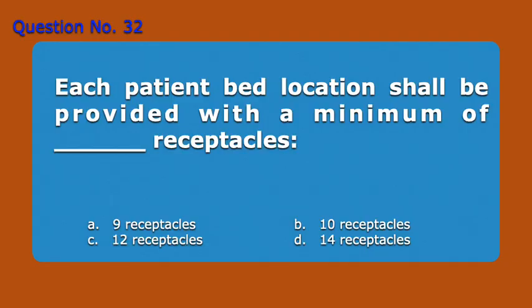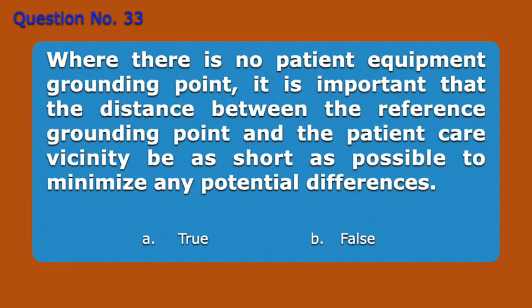Question number 32. Each patient bed location shall be provided with a minimum of blank receptacles. A. 9 receptacles. B. 10 receptacles. C. 12 receptacles. D. 14 receptacles. Answer: D. 14 receptacles.